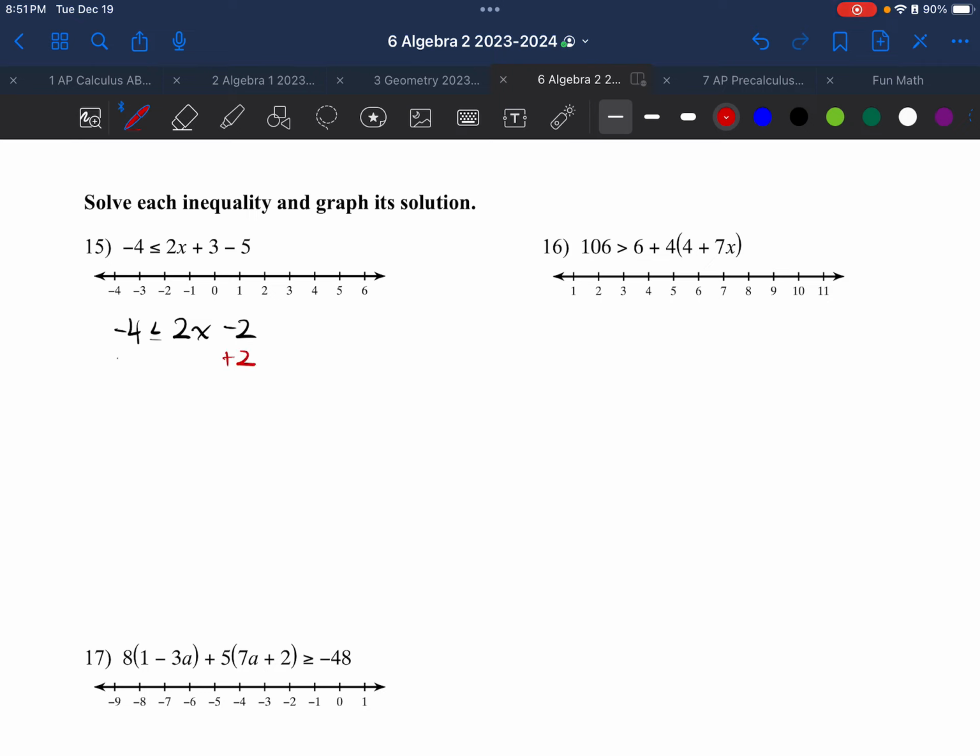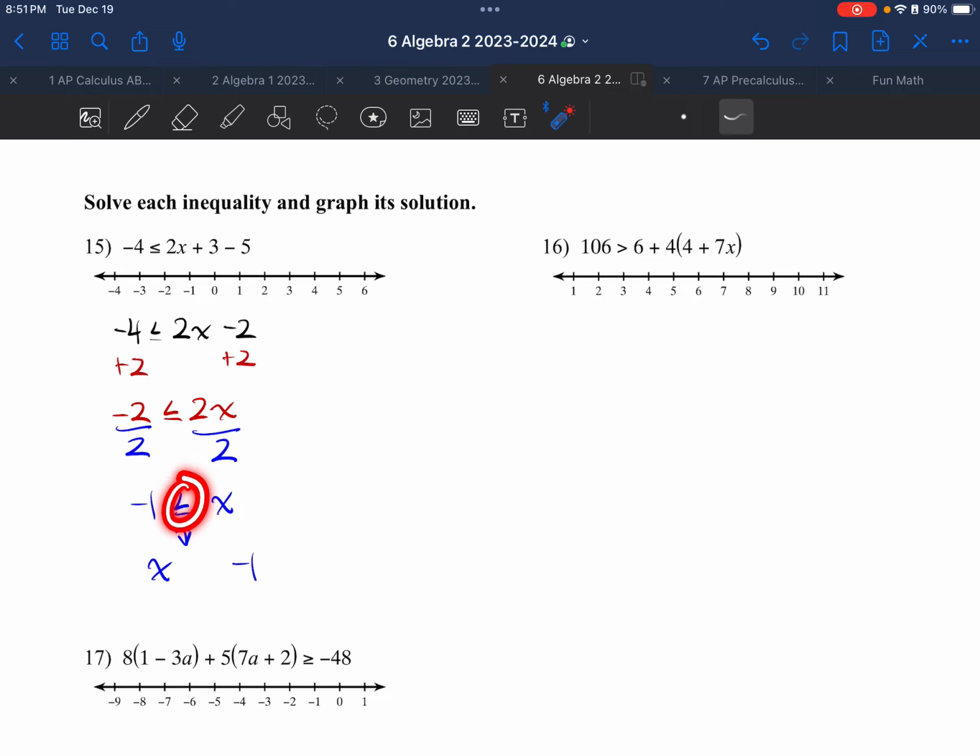And then finally, I'm going to move it over. I'm going to add 2, get negative 2 is less than or equal to 2x. And I'm going to divide both sides by 2 to isolate the x, and on the left side is going to be negative 1. So just remember that this is the same thing. These can go backwards or forwards. If I switch the sides, x and negative 1, then I also switch the sign. This used to be a less than or equal to. I'm going to switch it to a greater than or equal to.